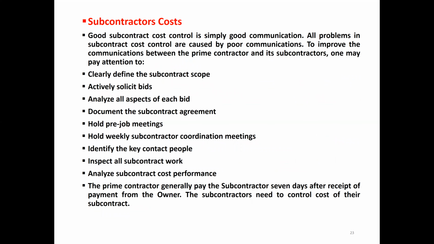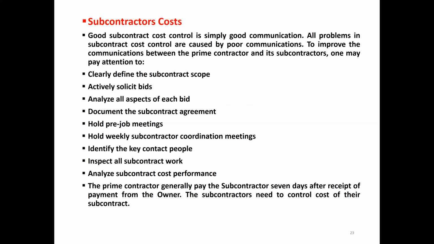So again, we have to control cost in subcontracts. Subcontractors cost. Good subcontract cost control is simply good communication. All problems in subcontract cost control are caused by poor communication. To improve the communication between the prime contractor and its subcontractor, one may pay attention to the following, like should have a clearly defined subcontract scope of work.